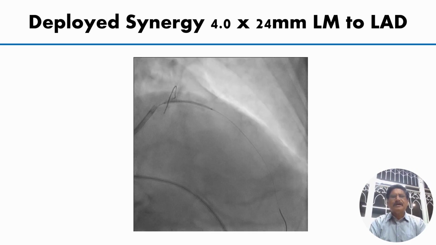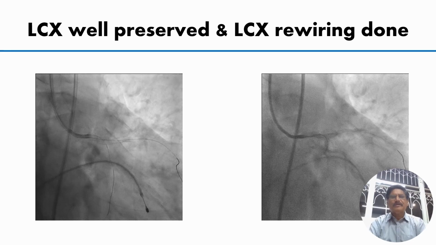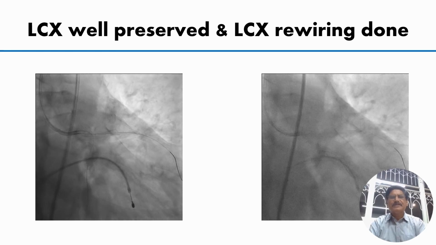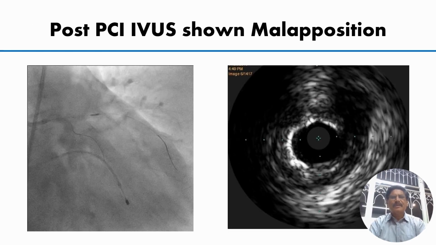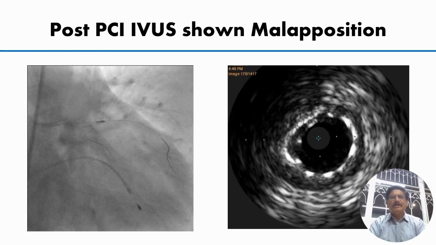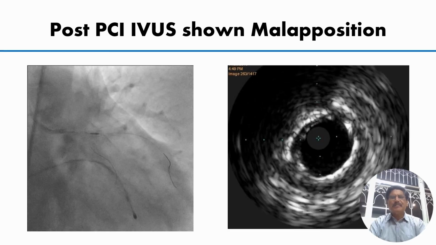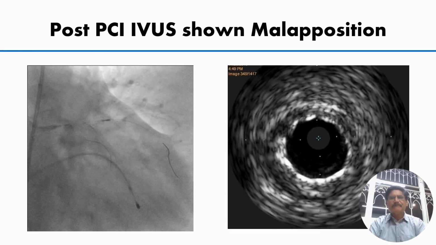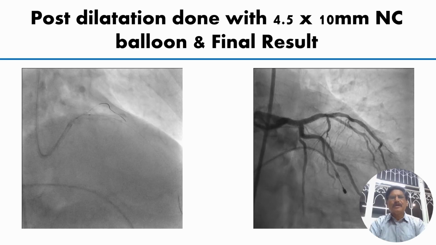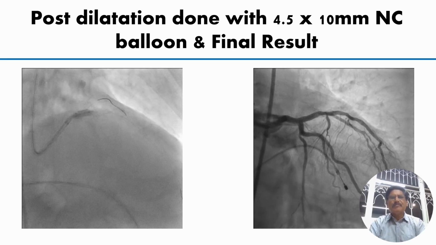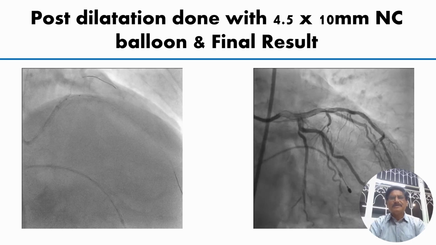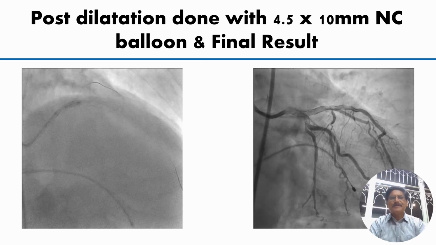This circumflex was well preserved because of the hybrid design of this stent, and then we rewired the circumflex across the stent struts. Then we did imaging with intravascular ultrasound, which especially showed malposition in the distal left main lesion, as you can observe in this intravascular ultrasound. Then we took a 4 balloon in the LAD and a 4.5 by 10 NC balloon to the left main, and optimized the left main stent expansion with a good final result.